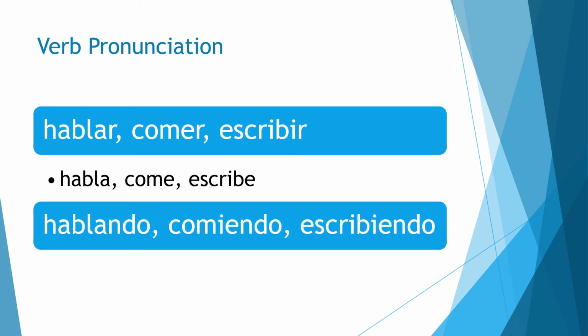Before we talk about where to put the accents when we're dealing with object pronouns, let's think about how we pronounce verbs in general. On an infinitive verb, I'm placing the emphasis on the last syllable. Hablar, comer, escribir. On a conjugated verb, I'm placing the emphasis on the second to the last syllable. Habla, come, escribe, hablando, comiendo, escribiendo.